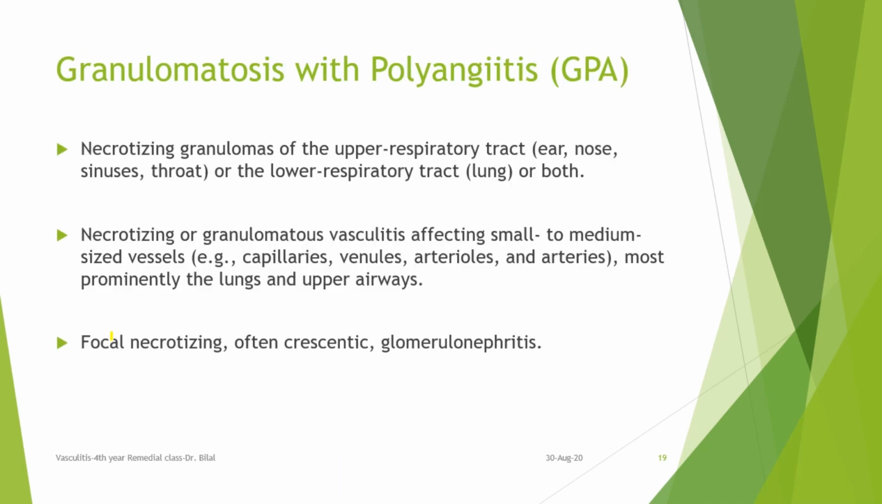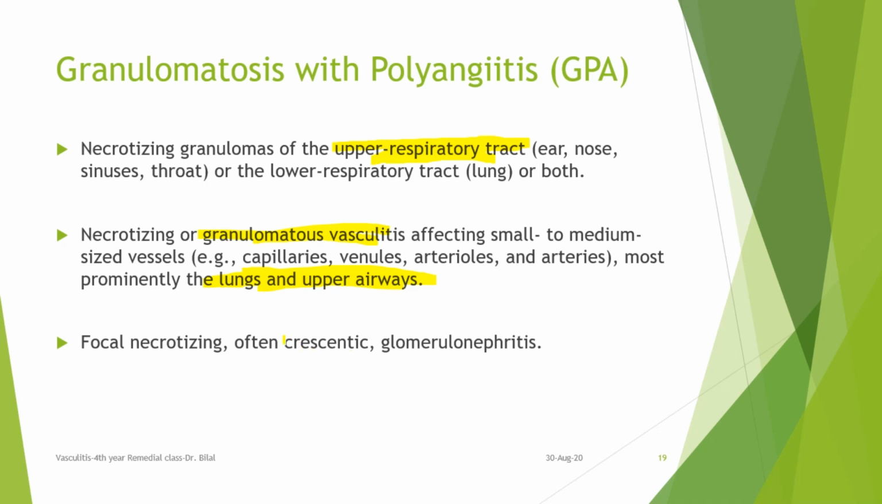Granulomatosis with polyangiitis also presents with necrotizing granulomas, but the important thing to remember is that it affects the upper respiratory tract: ear, nose, throat, and sinuses. It can affect the lower respiratory tract as well, and both as well. But remember at least the upper respiratory tract, and then there is granulomatous vasculitis affecting small to medium-sized vessels, most prominently lungs and upper airways. That's why I said that the most important thing to remember is the upper respiratory tract that gets affected in this disease.